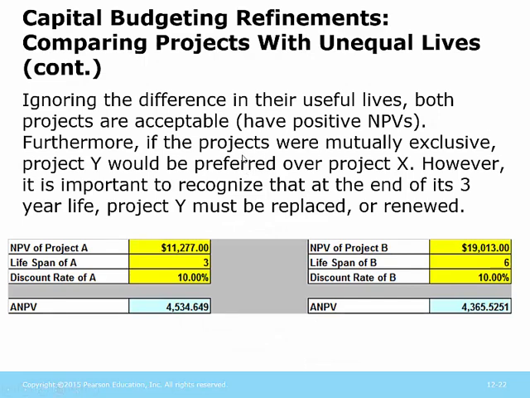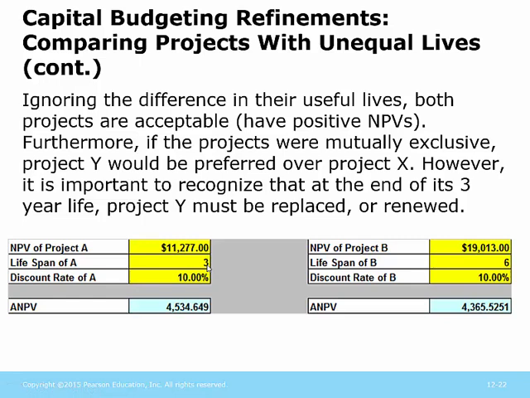So there is a worksheet that you can use. It's called the Capital Budgeting Unequal Life Worksheet. Shouldn't have been a surprise. But again, we want to look at the project. So we're going to make a calculation here. Say, look, Project A gets its net present value of $11,277 over a 3-year window.